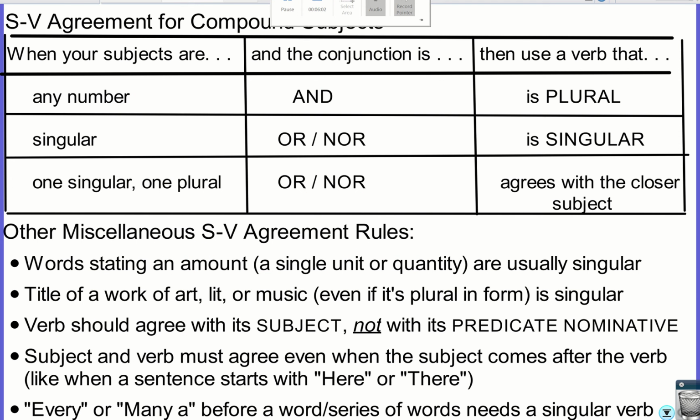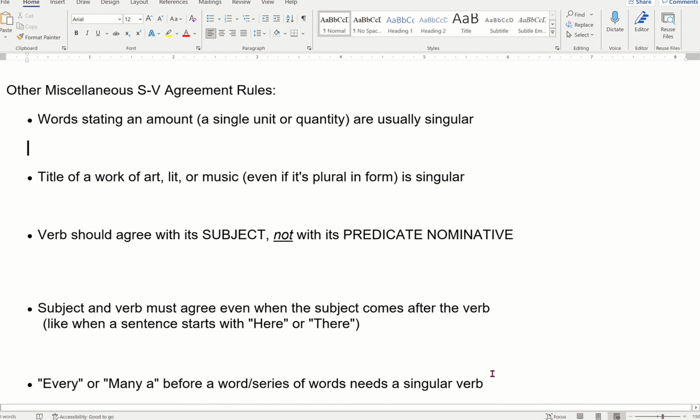Okay, our last set of notes that we need to take for subject-verb agreement is this list at the bottom of this screen with other miscellaneous subject-verb agreement rules. So this is just odds and ends that aren't covered by the other notes we've had. I'm actually going to take these same notes and open them up in a Word document so that I can show you some examples of how these work.